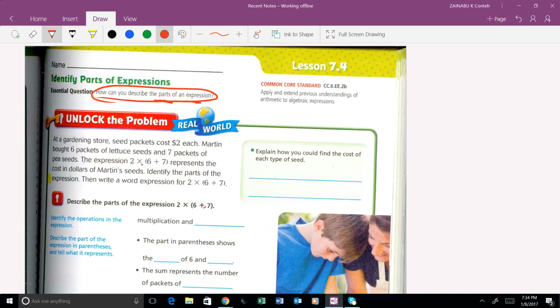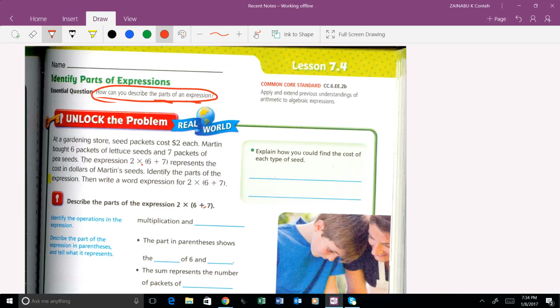Okay, and it reads, at a gardening store, seed packets cost $2 each. Martin bought 6 packets of lettuce seeds and 7 packets of pea seeds. The expression 2 times (6 plus 7) represents the cost in dollars of Martin's seeds. Identify the parts of the expression, then write a word expression for 2 times (6 plus 7).